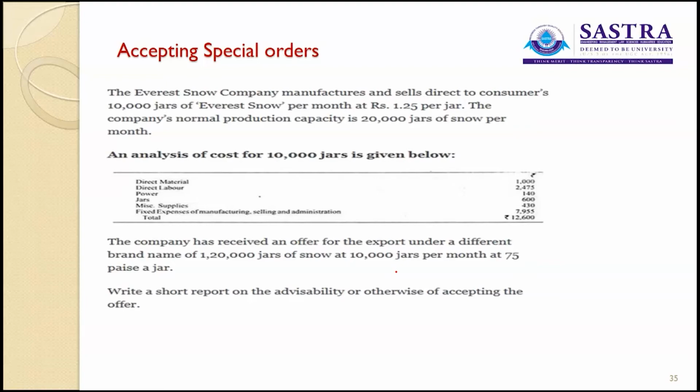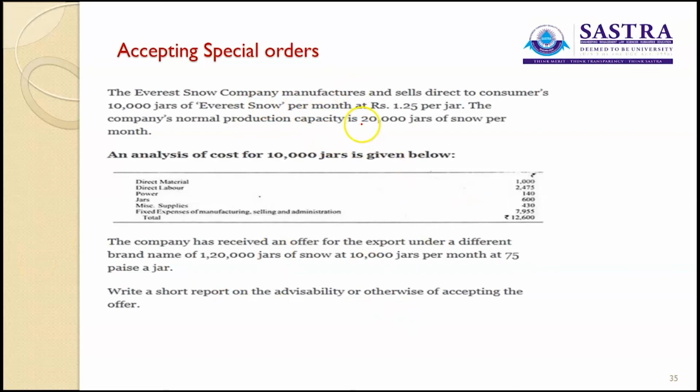Analysis of cost of 10,000 jars. Direct material it is 1 rupee, direct labor 2.475, power 140, then jars 600, then miscellaneous supply 0.430, then fixed expenses of manufacturing, selling and administration 7.955. So total we get 12.600. The company has received an offer for the export under a different brand name of 1,20,000 jars of snow at 10,000 jars per month at 75 paise per jar.